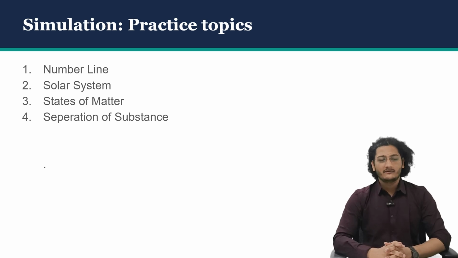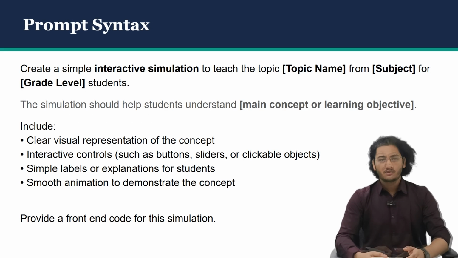So for practice, we generally start with a very basic topic, like number line or solar system. So let's start with a solar system topic, because it's easy and it's needed, because it will help students to understand how this is happening. So this is the syntax of the prompt that you will give to your AI tool. It can be ChatGPT, Gemini, Claude, DeepSeek, Copilot, any of your choice. Pause the video and read this prompt first, and then we will proceed.